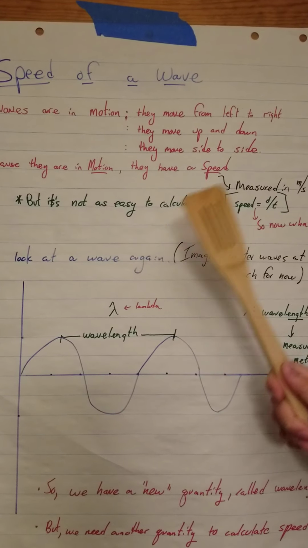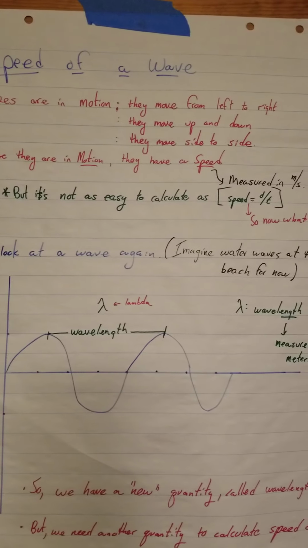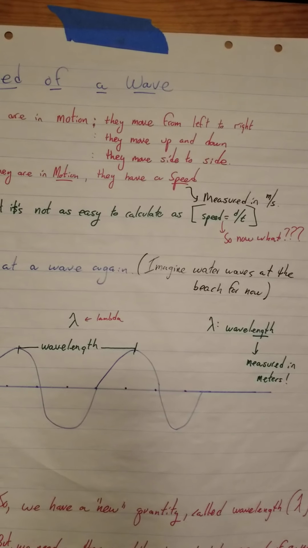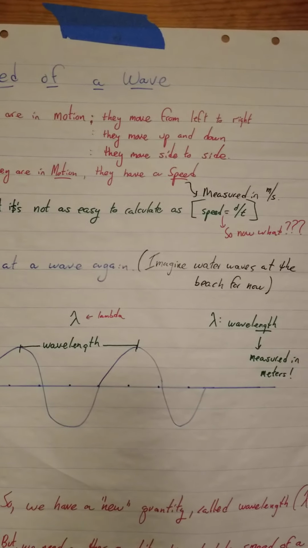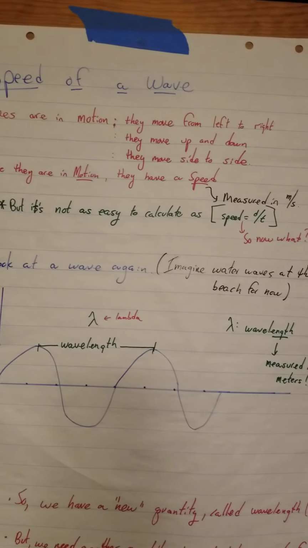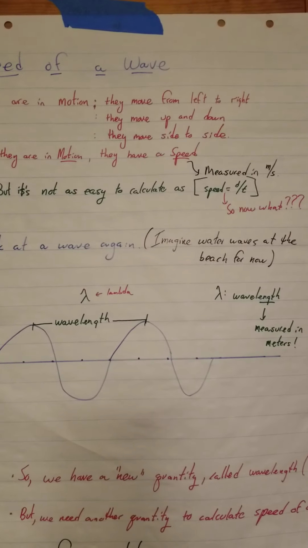But it's not as easy to calculate wave speed as d over t, because waves are just not as easy as a car or your students moving down the hallway and timing them and calculating their speed. So how do we measure that? How do we measure the speed of a wave if it's not quite as easy as a car going down the road or a person walking down the hallway?